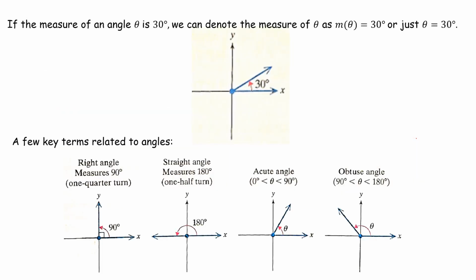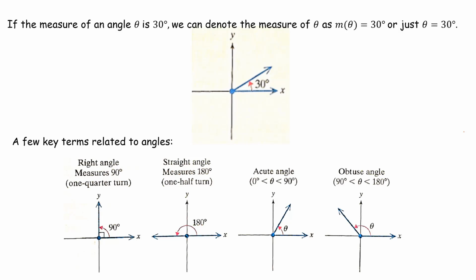If the measure of an angle theta is 30 degrees, we can denote the measure of theta as m of theta equals 30 degrees, or just theta equals 30 degrees, and that's usually how I would write it. A few key terms related to angles. A right angle measures 90 degrees. That's exactly 1/4 of a turn. A straight angle measures 180 degrees. That's half a full turn.